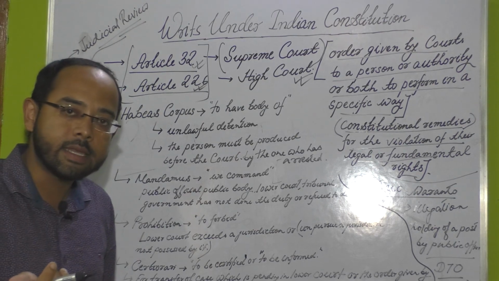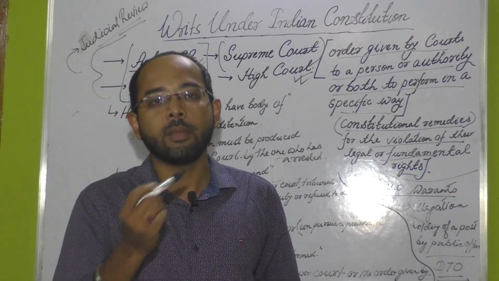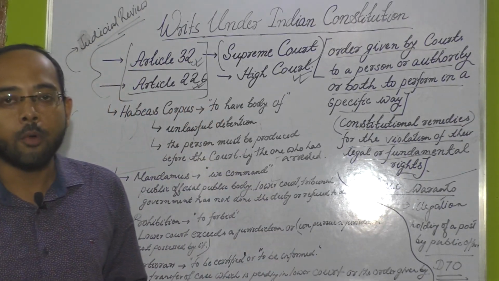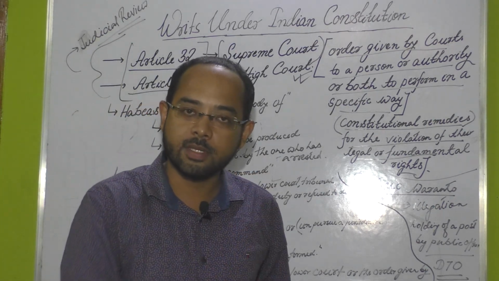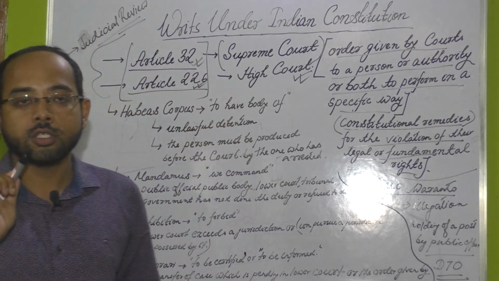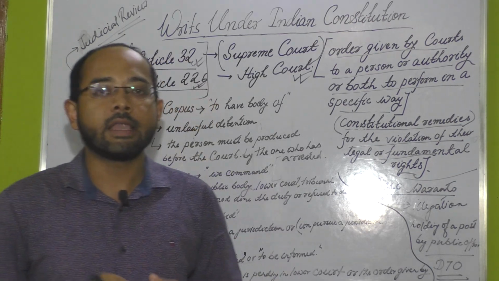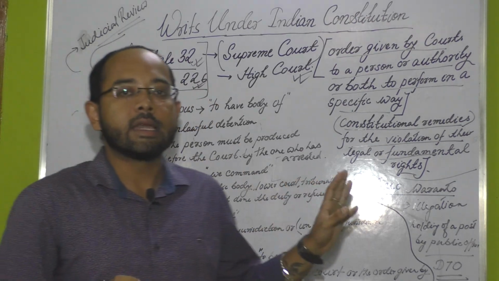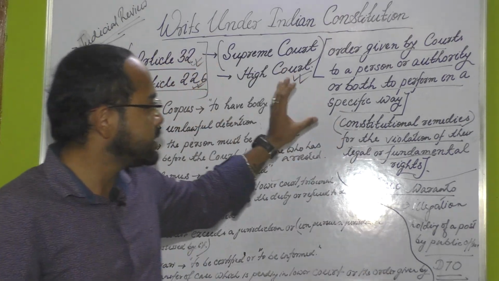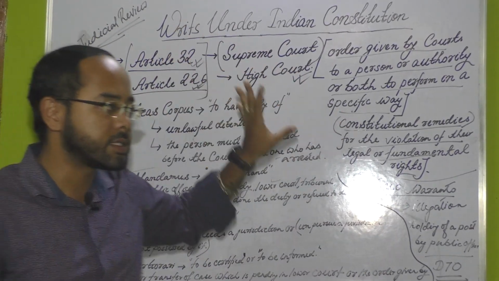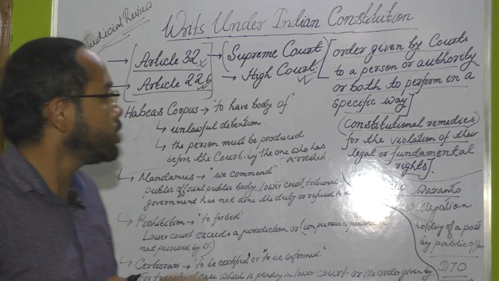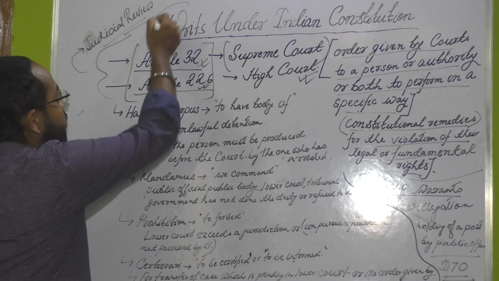So, what basically is a writ? A writ is an order given by a court to a person or an authority or both to perform in a specific way, as well as it is a constitutional remedy that can be used by the citizens of India whenever they feel that their fundamental or legal rights are violated. So that is the basic introduction on writs. Now we will talk about writs.